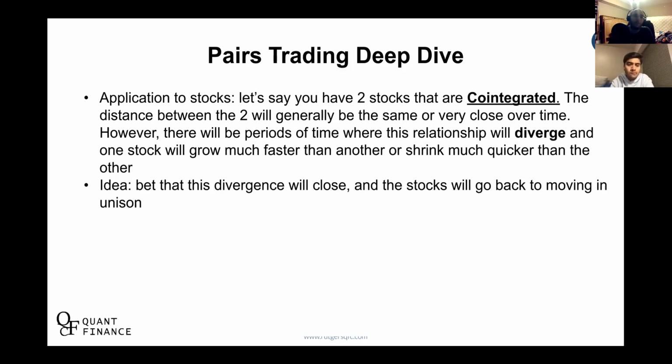So the essence of a pairs trading algorithm is that once you have identified this divergence, you're going to bet that it's going to close. A lot of times it will, sometimes it won't. The way you design your algorithm will dictate how much money you make or lose in either scenario. Next slide.